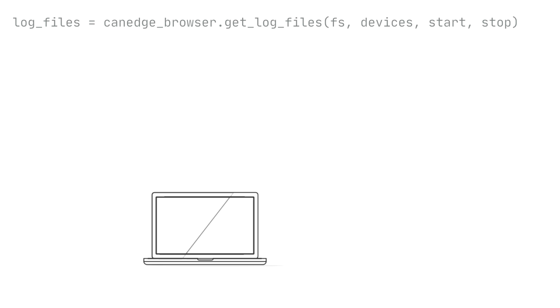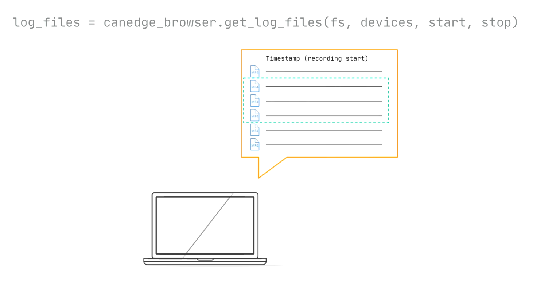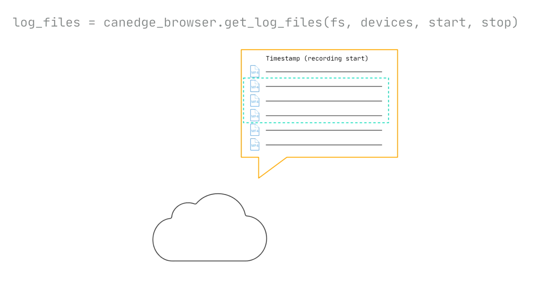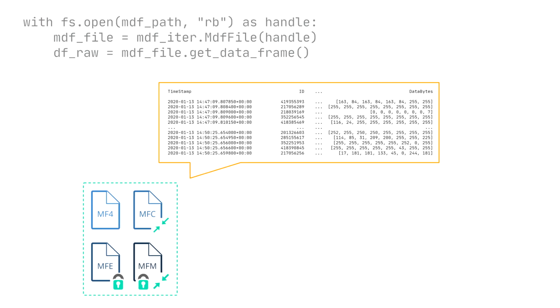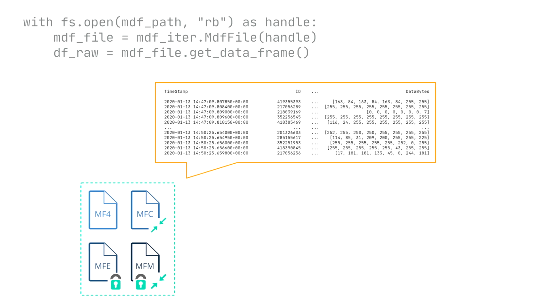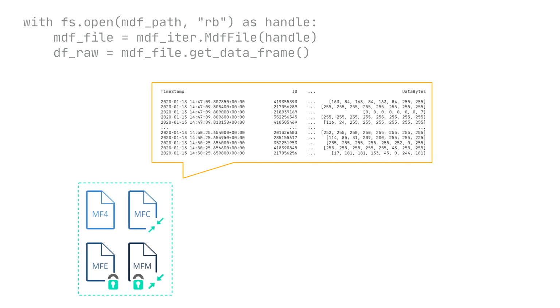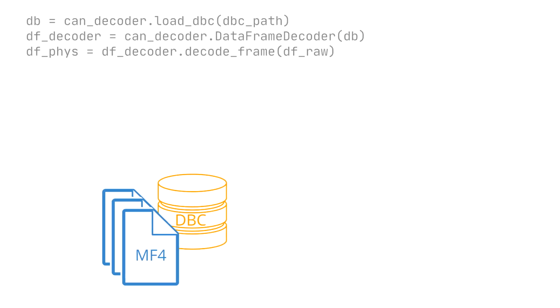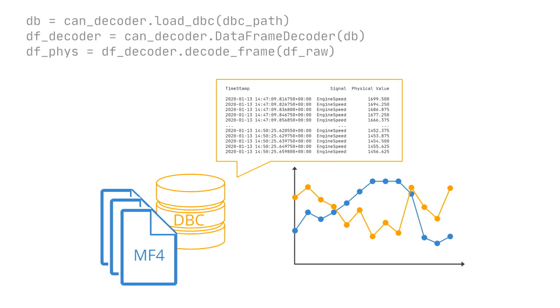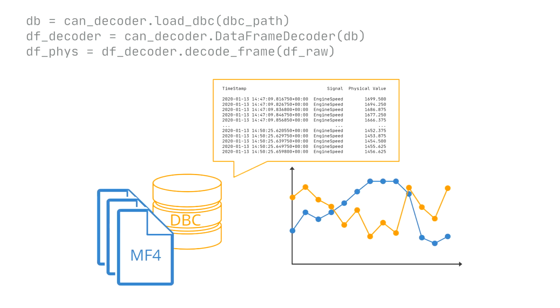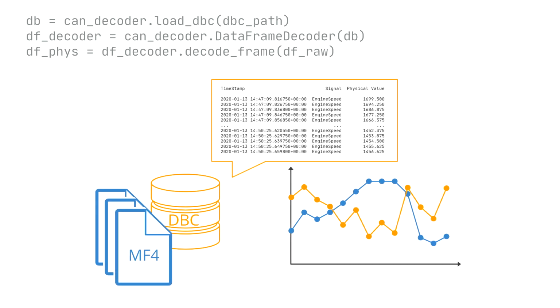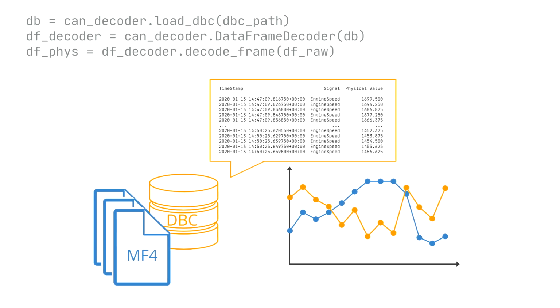First, the API lets you list log files between a start and stop time, making it easy to identify relevant log files from either your local disk or your S3 server. Second, you can easily load MF4 log files with raw CAN or LIN data into Pandas data frames or Python iterators for further processing. Further, the API lets you load DBC files and decode raw CAN or LIN data to physical values. The output can, for example, be a Pandas data frame, which provides a popular and standardized interface.